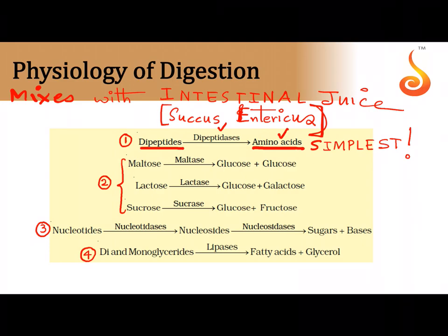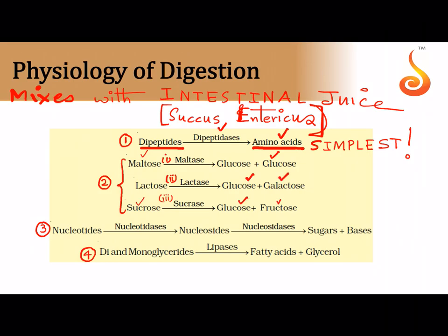Then three enzymes are there for carbohydrate digestion in the succus entericus or the intestinal juice secreted by the crypts of Lieberkühn. One is referred to as maltase, one is lactase, and one is sucrase. So maltase breaks down maltose into 2 units of glucose. Lactose is broken down by lactase into glucose and 1 unit of galactose. Sucrase breaks down sucrose into 1 unit of glucose and fructose.